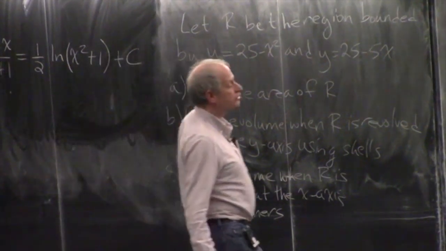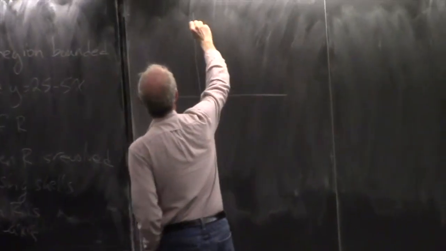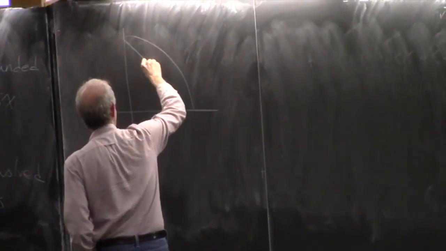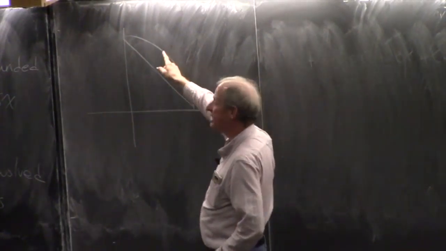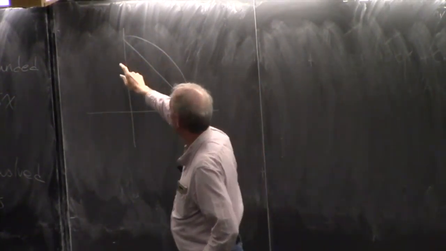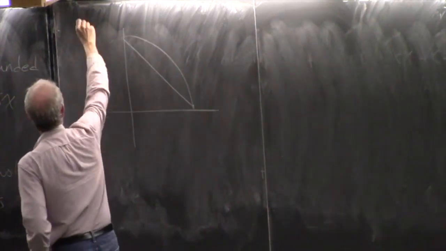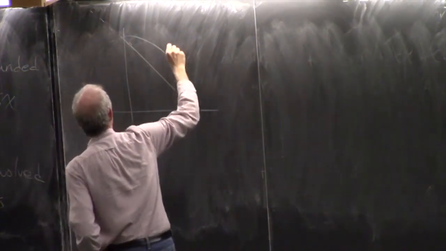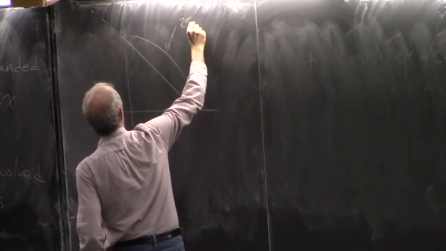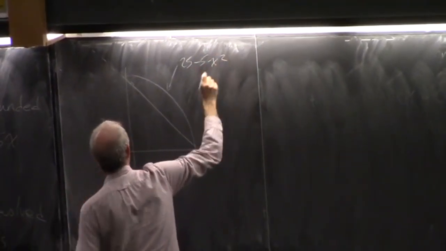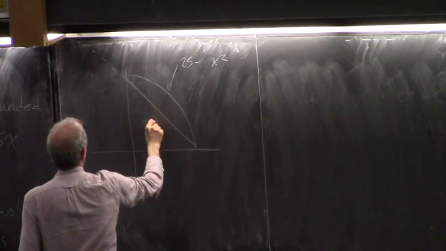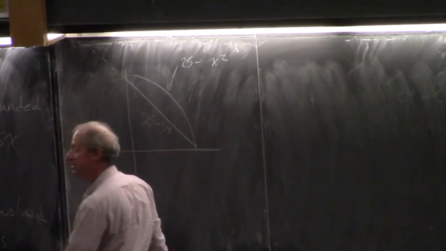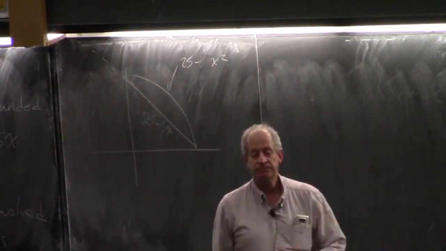So first, let's draw a picture. I'm pretty sure that we will actually give you the picture on the exam. But your region looks something like that. This is the piece of the parabola that will matter, right? This actually sort of keeps going like that. So this is 25 minus x squared, and this is 25 minus 5x. Everyone draw the picture?